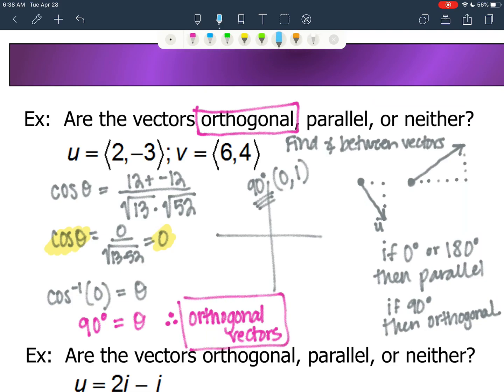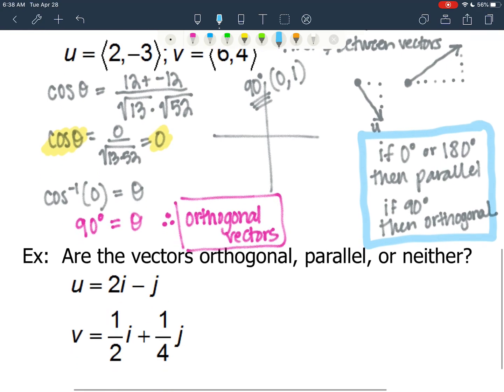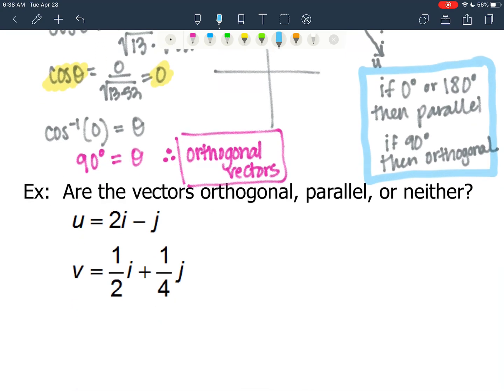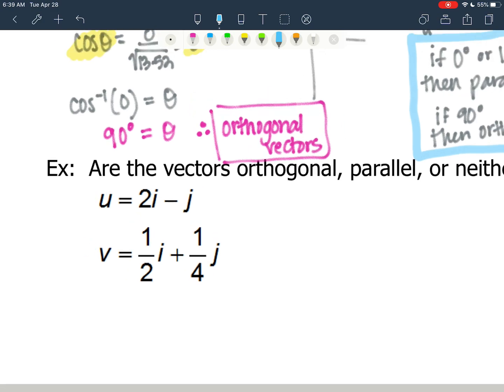And that's really what it comes down to. So I'm going to box this right here because that's going to be really helpful. If you don't have 0 degrees, 180 degrees, or 90 degrees, then you're obviously dealing with neither. Let's go ahead and try this one. Matter of fact, I'm going to let you try this one. See if you can tell me if the vectors are orthogonal, parallel, or neither, and let me know what the angle is. If you can let me know what the angle is, that would be fantastic. Then you really know that you've got it. So go ahead and press pause. And when you come back, you're going to get the answer.